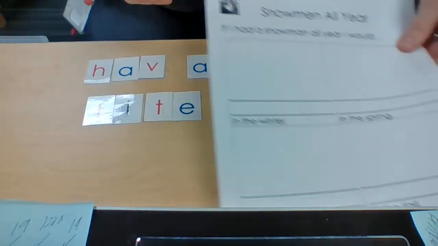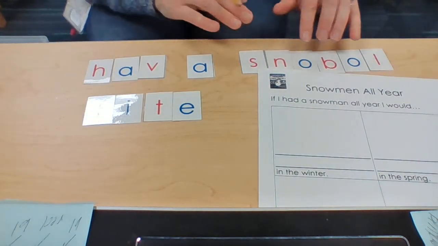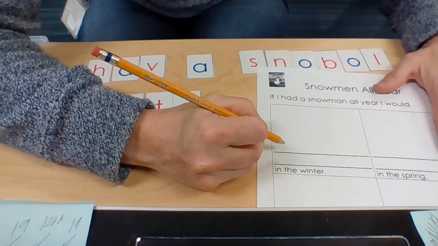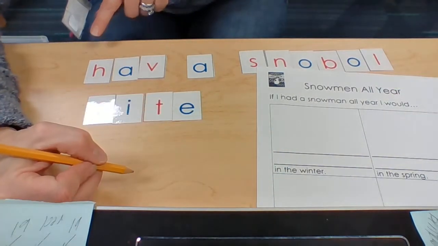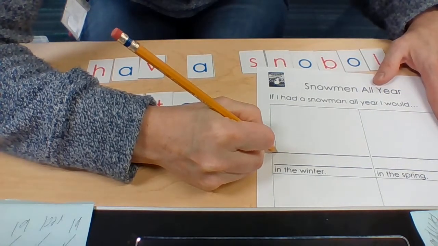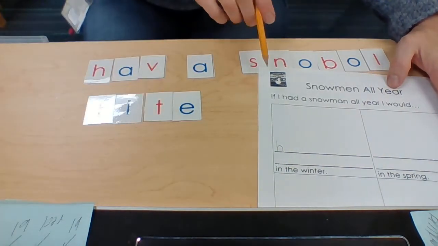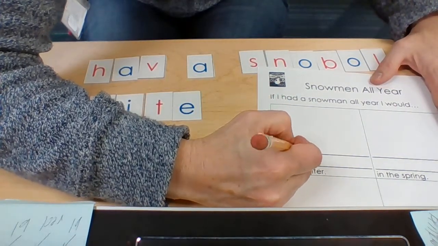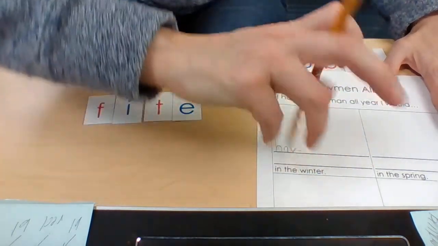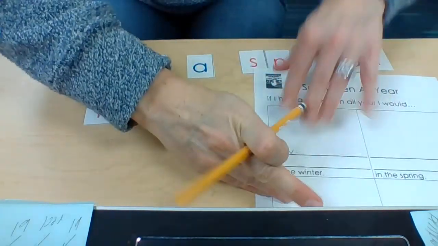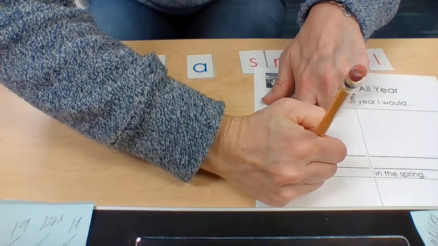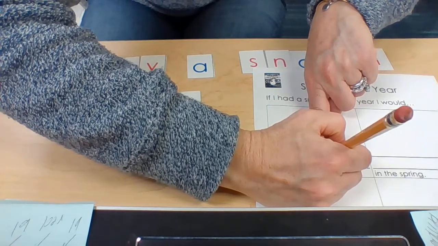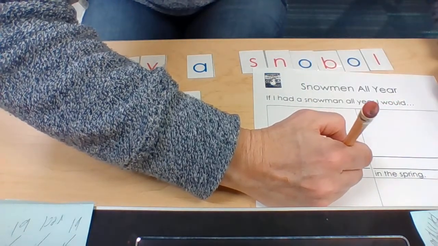All right, I'm going to move my paper over here, and I'm going to write have a snowball fight on this line. So I'm going to write have, and I'm copying my words. I'm writing exactly what I have here. And we are actually writing the end of the sentence, so we do not need a capital. It's going to be lowercase. Have, finger space. I'm writing exactly what's on my paper or on my table.